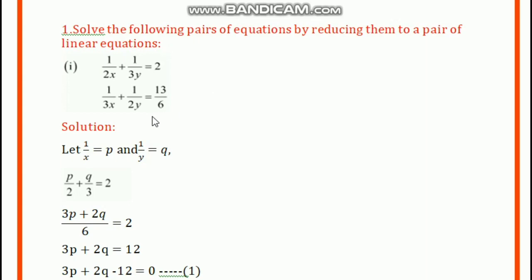Let's discuss. Let 1 by x be equal to p. They have already given two variables, so here we are going to take some other variables. Here I took p and q. So let 1 by x equal p, 1 by y equal q. Why am I taking it like this? See, in 1 divided by 2x, the x is in the denominator. So instead of 1 by x, I am going to take p, and instead of 1 by y, I am going to take q.